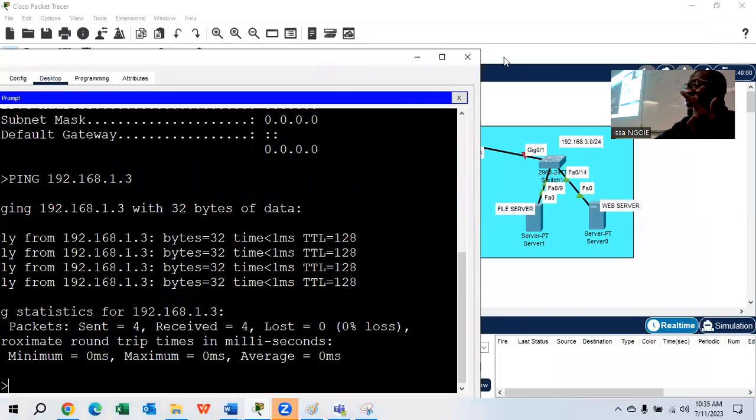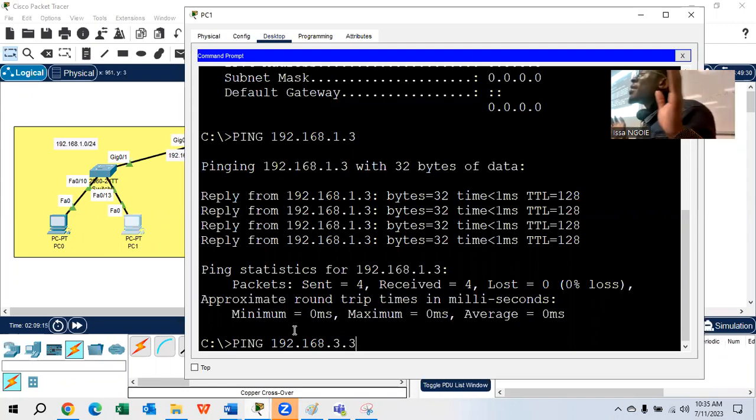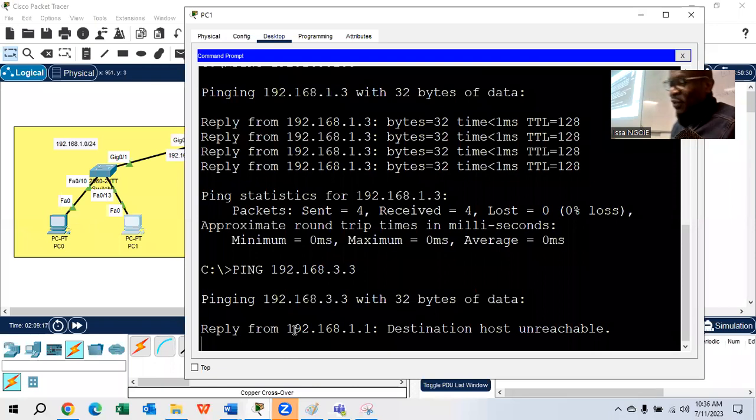Now, what I'm going to try is to ping one of the servers, to see if there is communication. Ping 192.168. The server is .3. So I'm trying to ping one of the servers. But logically, we know that it won't work because we never configured the routing protocols yet. You press enter.